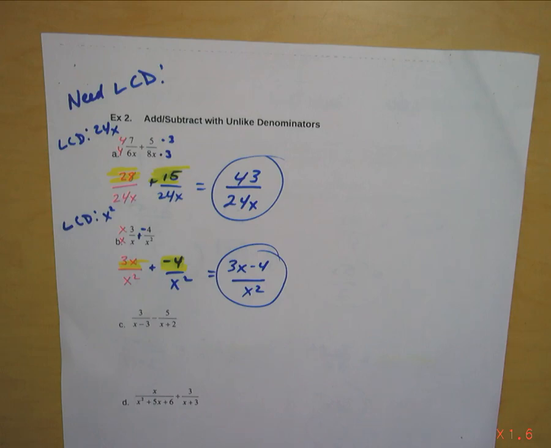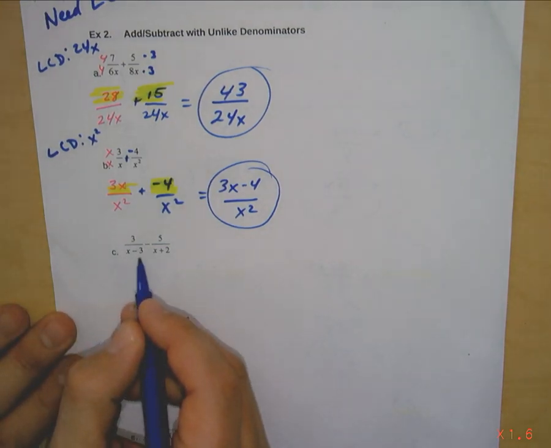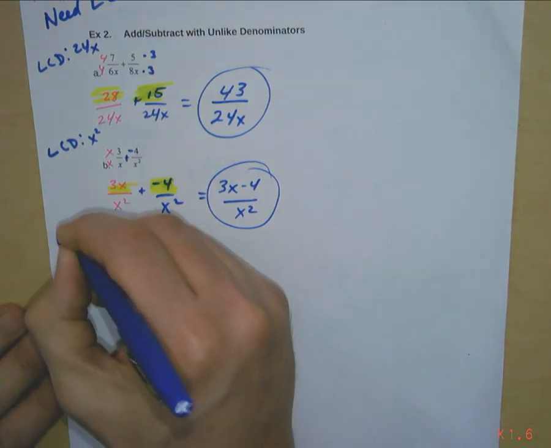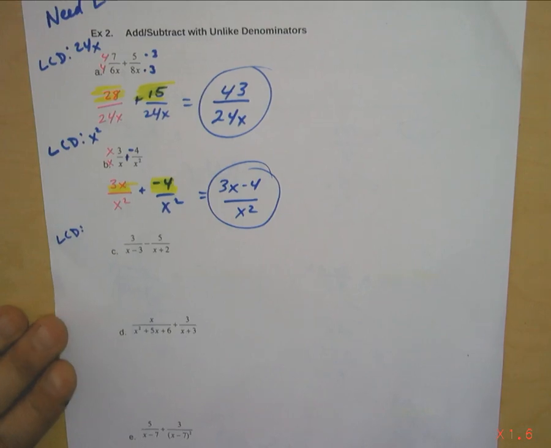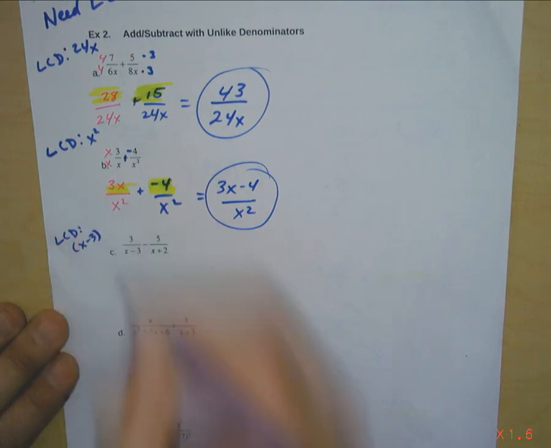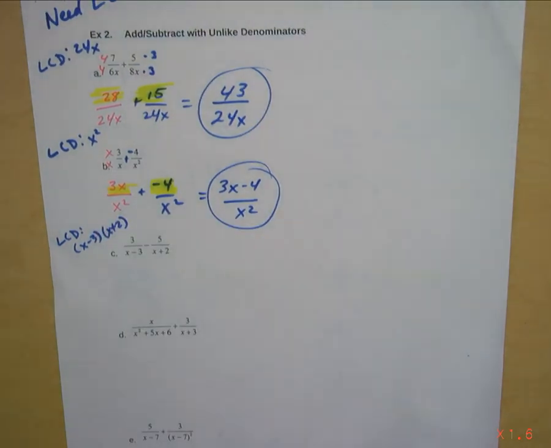So far, so good? We got a few more here, guys. All right, so I take a look at the next one. OMG, we got some binomials now. I've got x minus 3 and I've got x plus 2. Okay, so LCD. I have to have those binomials. I have to have an x minus 3 and I have to have that x plus 2. If I don't have them, I need them. Okay, so that is my LCD. I need that. I need both terms here.